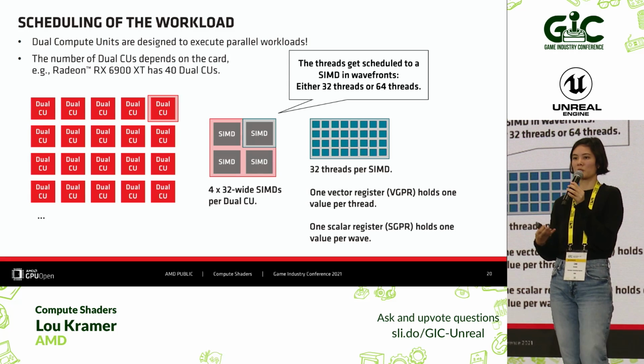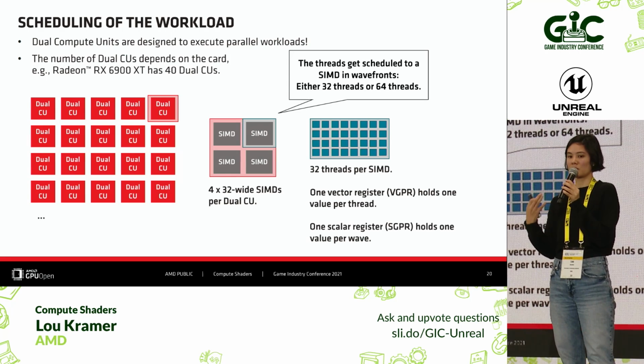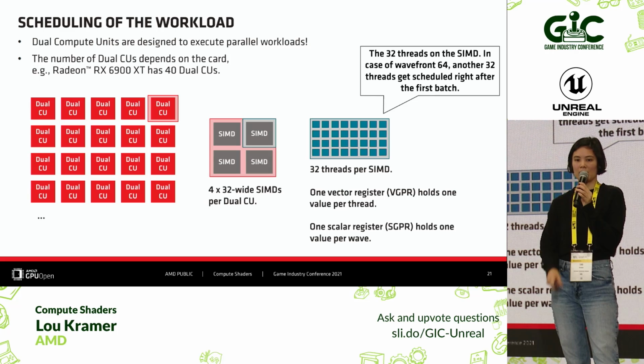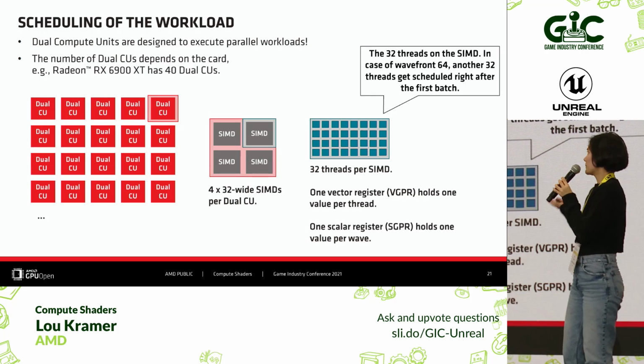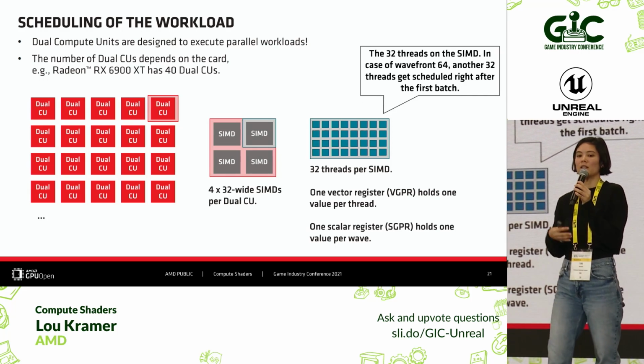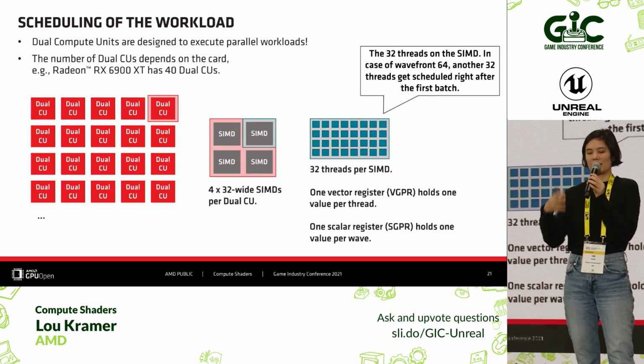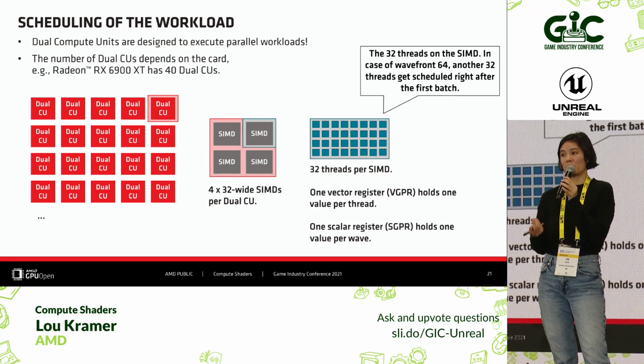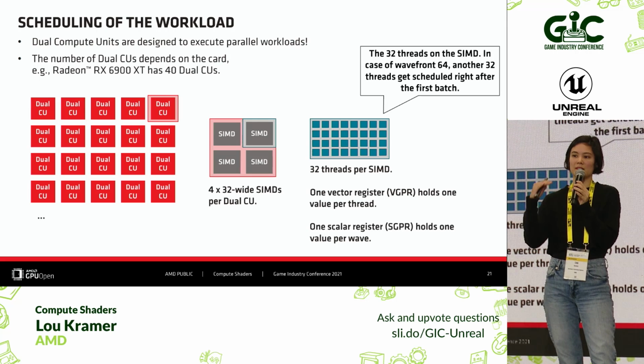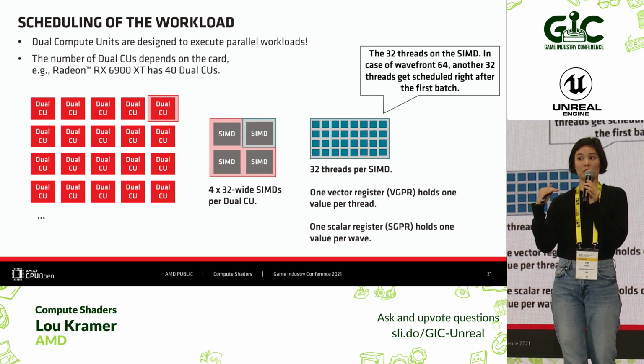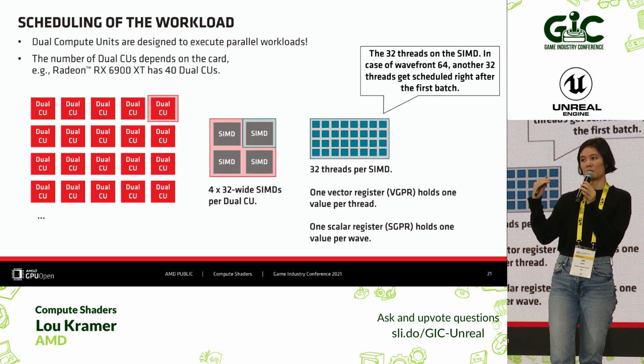So we can't control this. This is up to the scheduler. And then we have all the 32 threads on the SIMD, and they get executed. And in case you run wavefront 64, we basically schedule every instruction twice, and they get executed in lockstep.